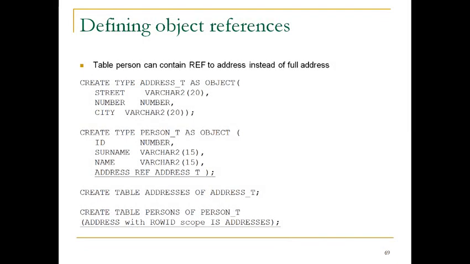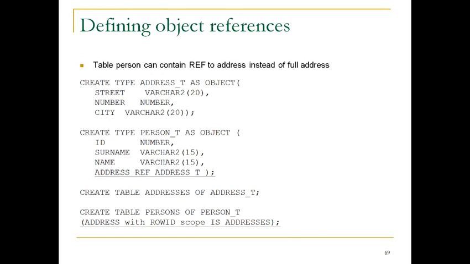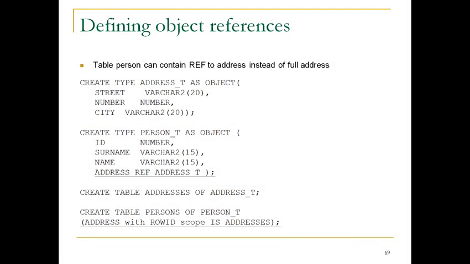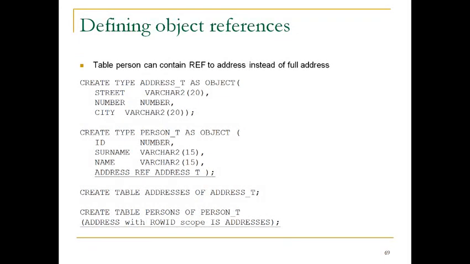And the last thing is that we can define the so-called scope of the reference. What does it mean? That means that this reference can be only connected to this table. We cannot, for example, give a reference to, I don't know, table cars. We can't put a car as an address for a person, for example.